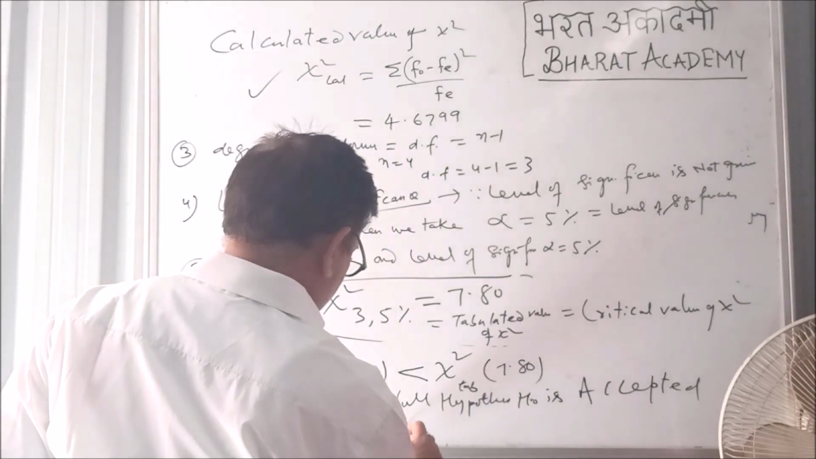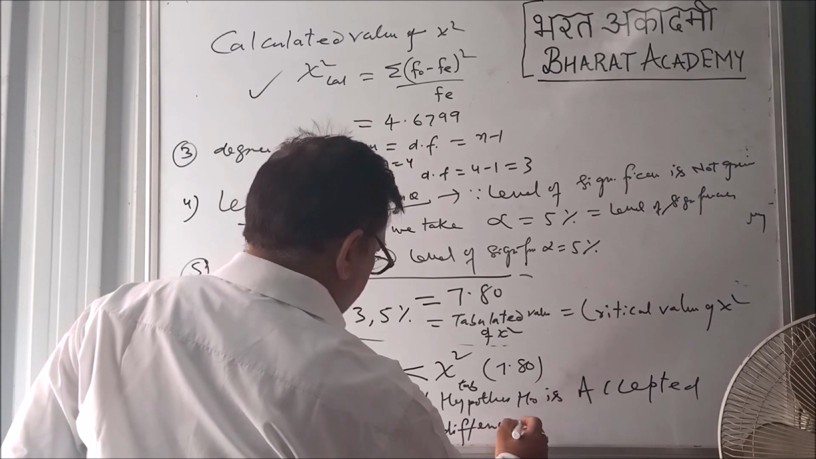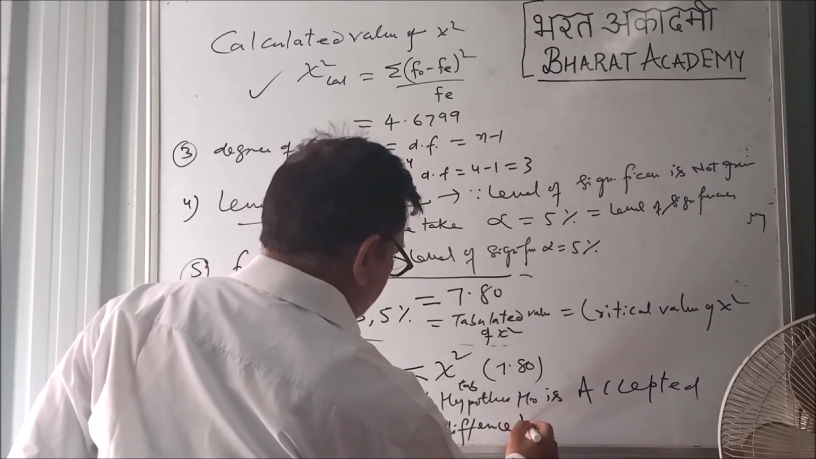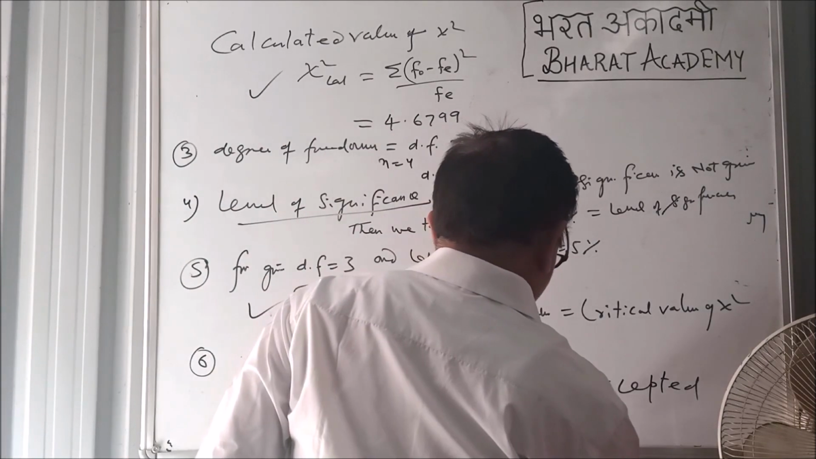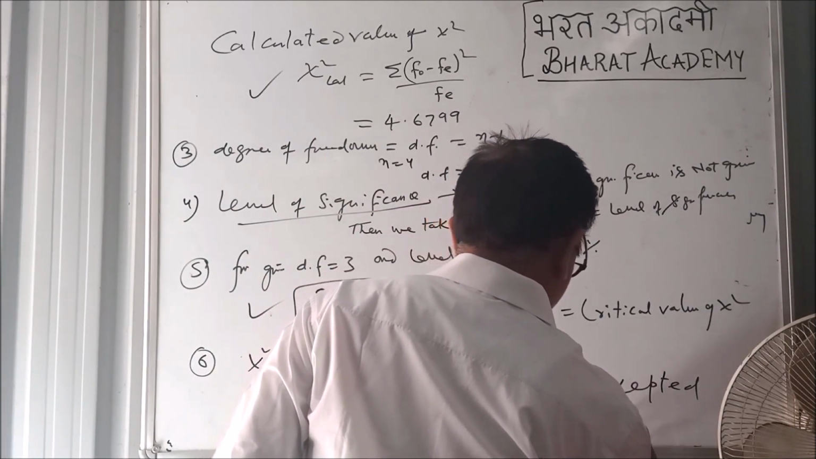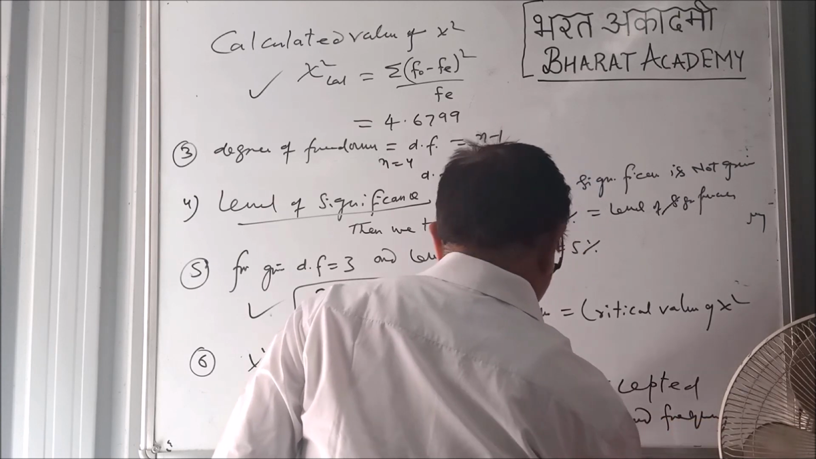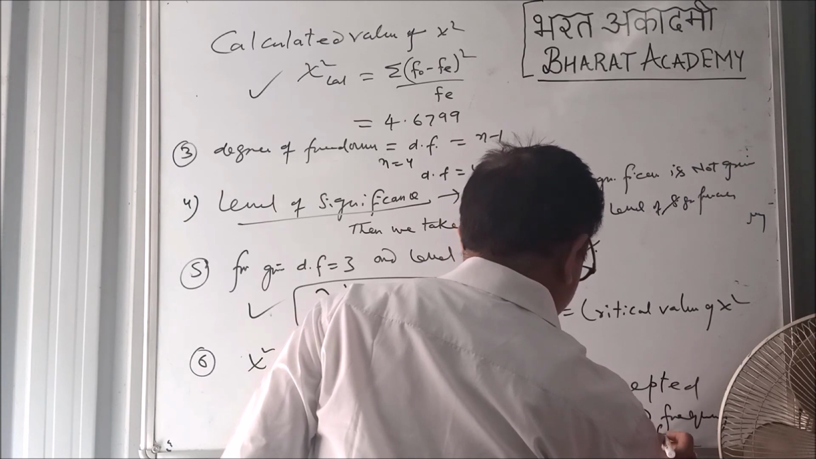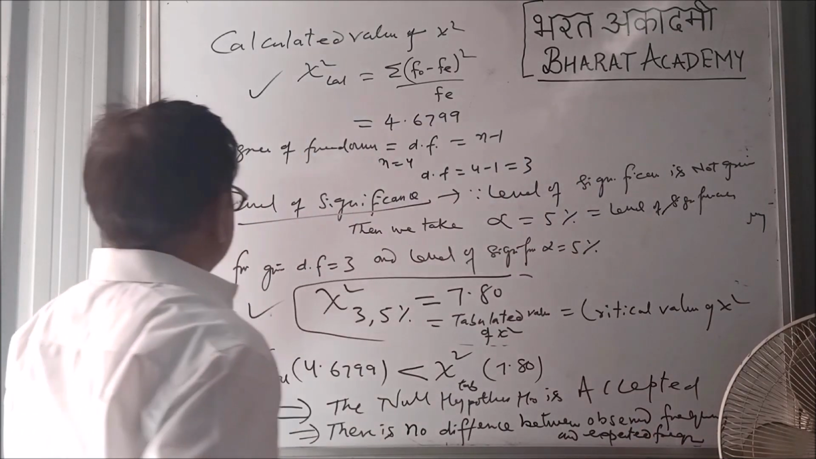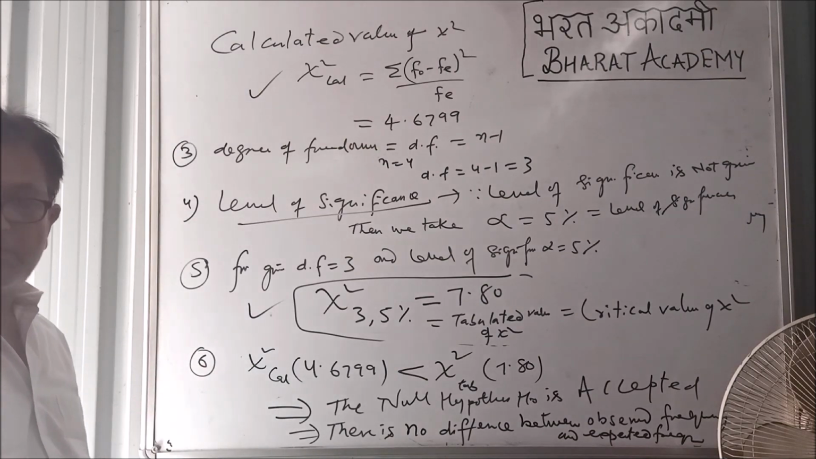That is, there is no difference, no difference or no association between observed frequency and expected frequency. So this is your chi-square test in case of goodness of fit.